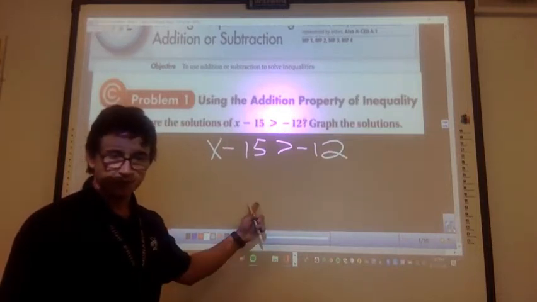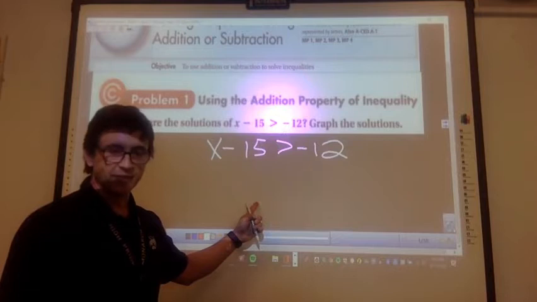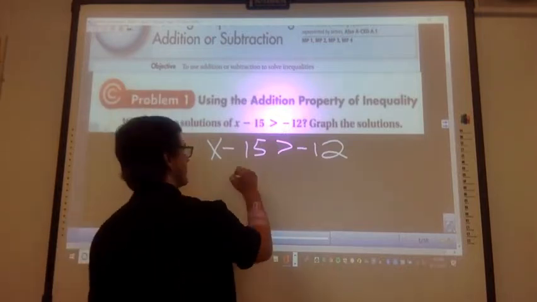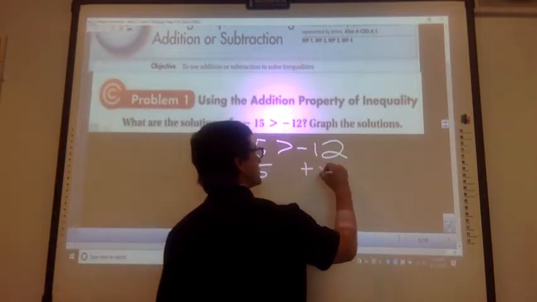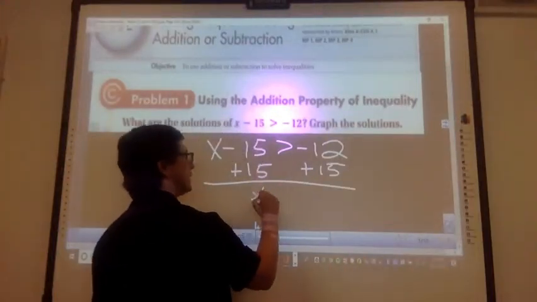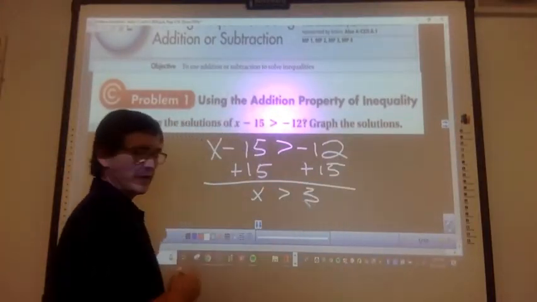What's the first step? Write in the chat. But yes, you add 15. We'll do it next time. Add 15 to both sides. And we get x is greater than 3.